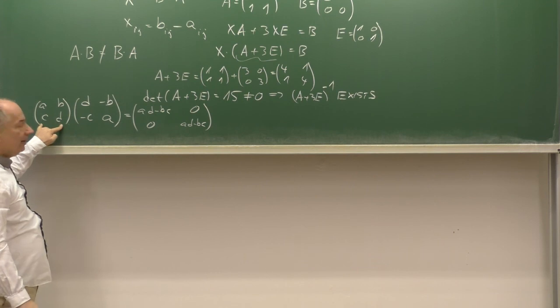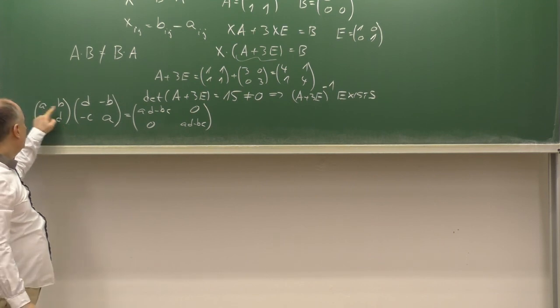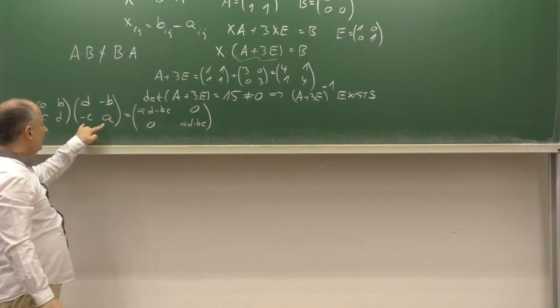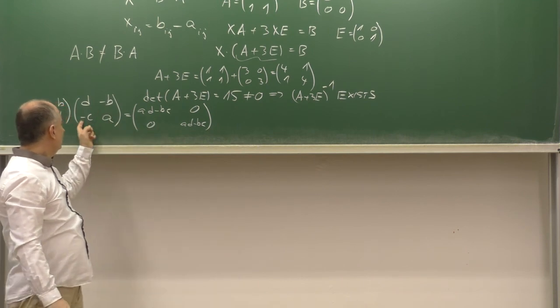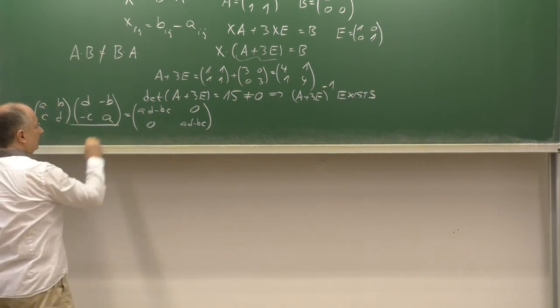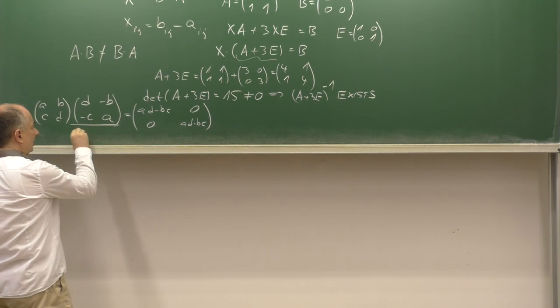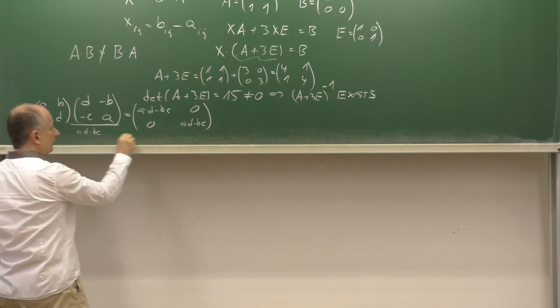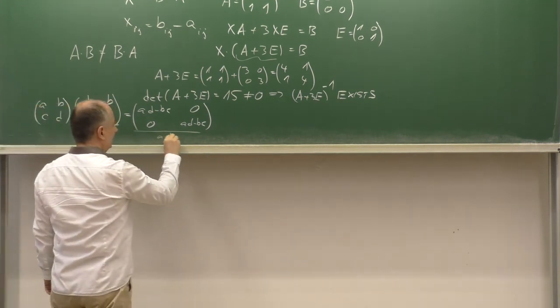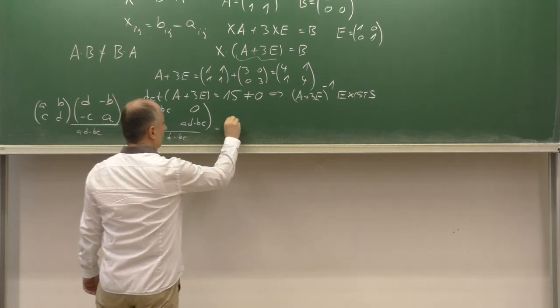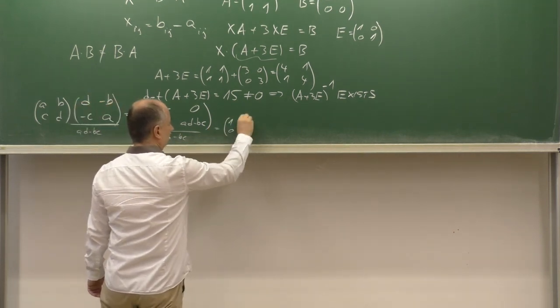That means if we have a 2 by 2 matrix with elements A, B, C, D, then the inverse is this matrix divided by the determinant, AD minus BC. Because if you divide it by AD minus BC, we have the identity matrix.